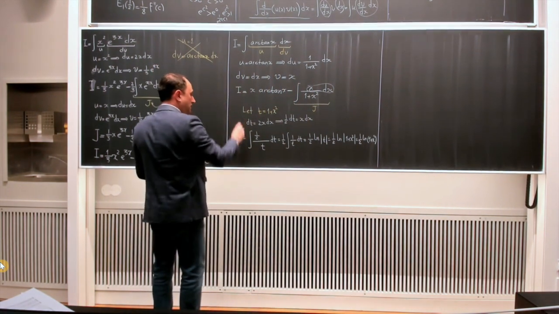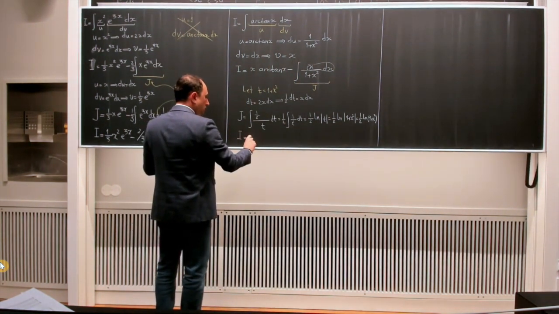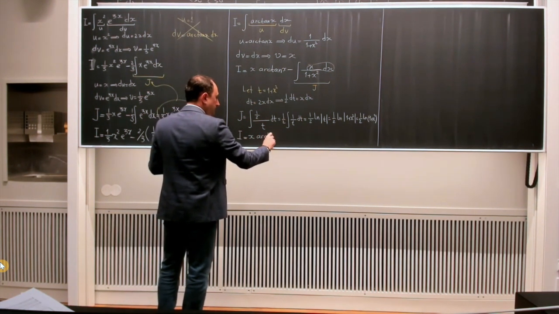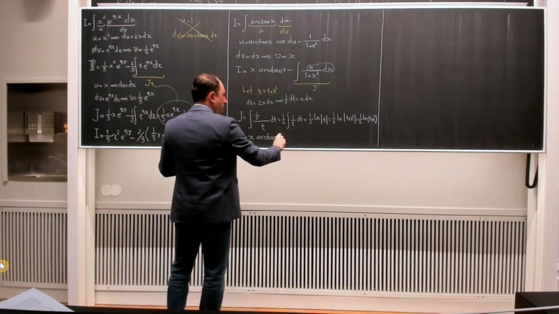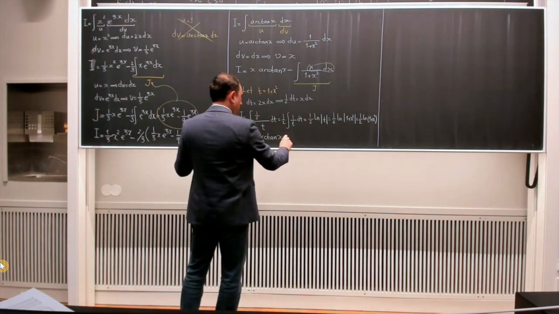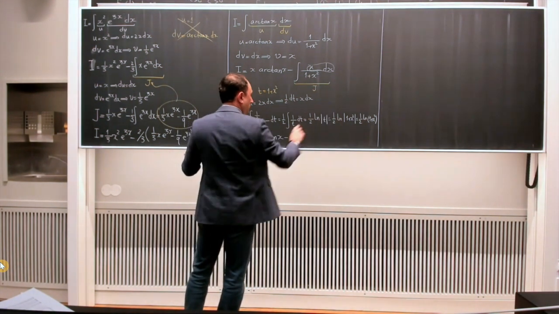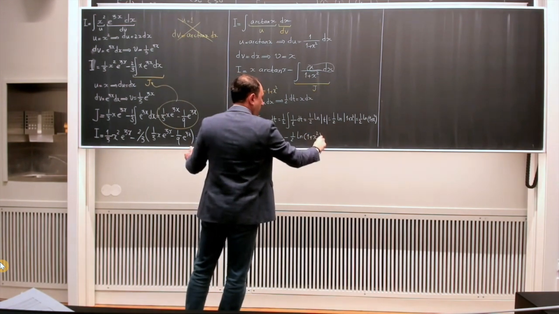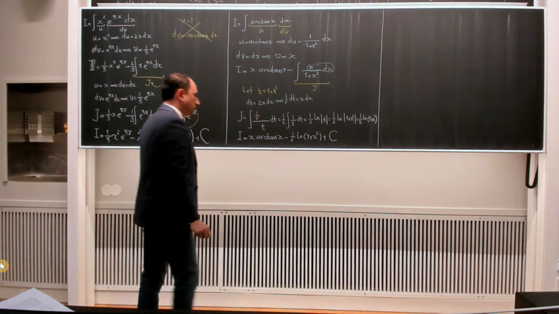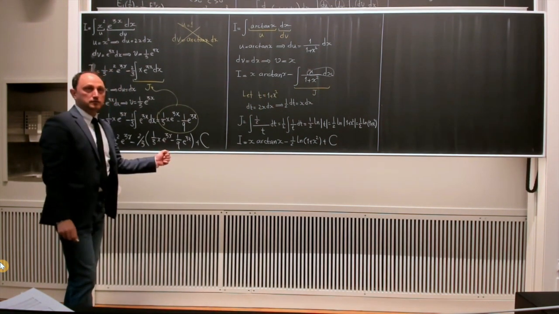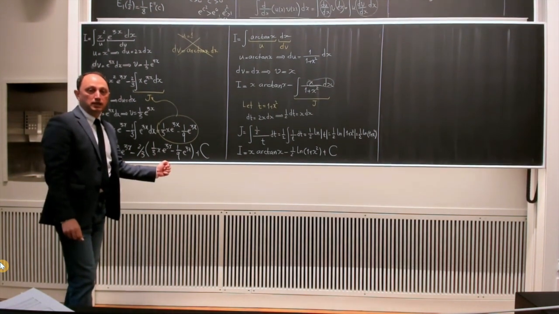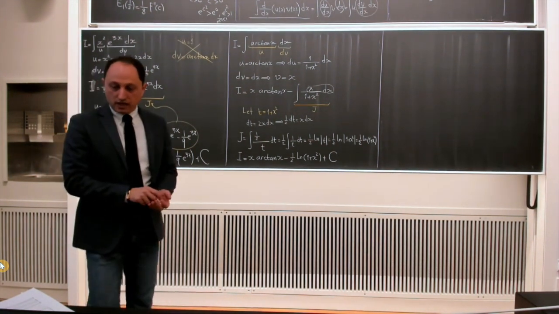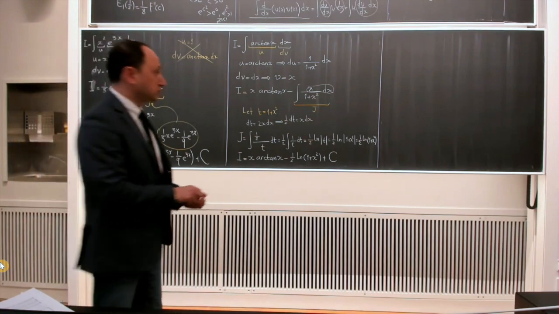So this means that I is equal to x arctangent of x, minus 1/2 of ln of 1 plus x squared, and then at the end I put a constant there. Is that clear? Okay, there are some exercises that I haven't mentioned before going to those complicated ones.